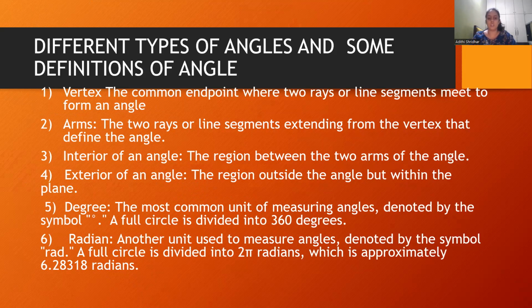Degree, the most common unit of measuring angles, denoted by the symbol °. A full circle is divided into 360 degrees. Radian, another unit used to measure angles, denoted by the symbol rad. A full circle is divided into 2 pi radians, which is approximately 6.28318 radians.